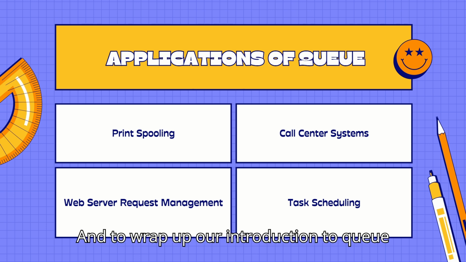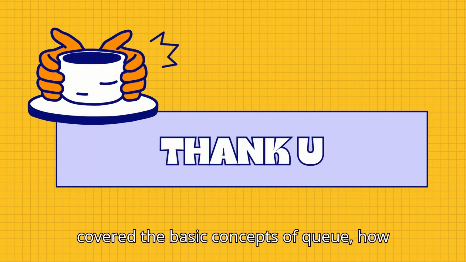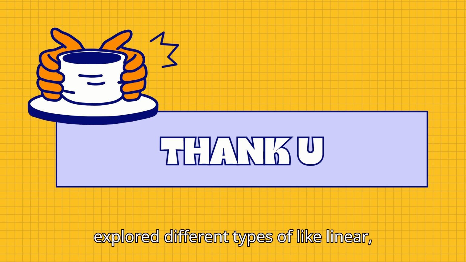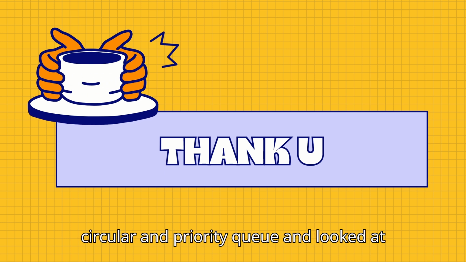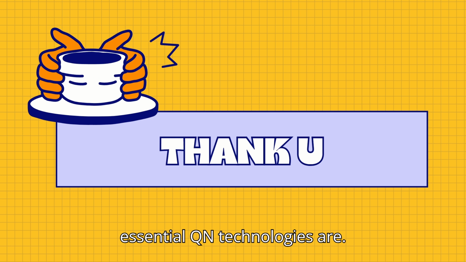And to wrap up our introduction to queue in data structures and algorithms, we have covered the basic concepts of queue, how it works with the FIFO principle, explored different types like linear, circular and priority queue, and looked at real-world applications that show how essential queues in technology are.